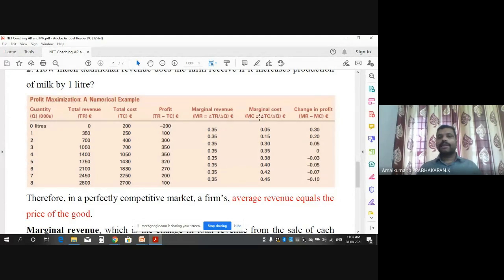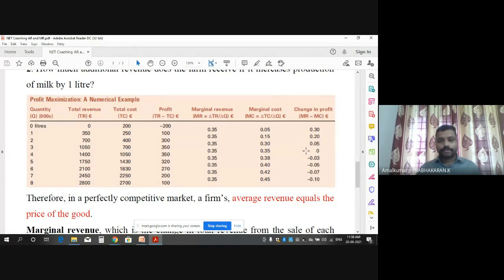And this is the marginal cost. Marginal cost is the change in the total cost divided by the change in the total quantity. If we compute this, we get this kind of marginal cost. And marginal revenue minus marginal cost gives the change in profit.